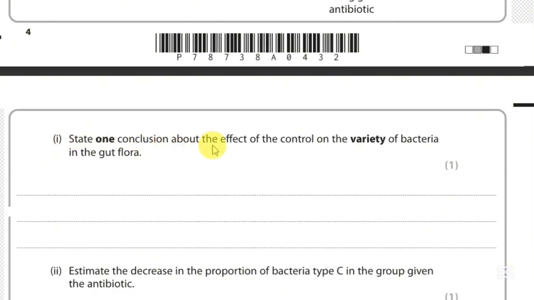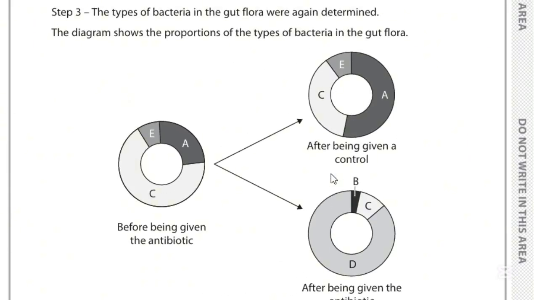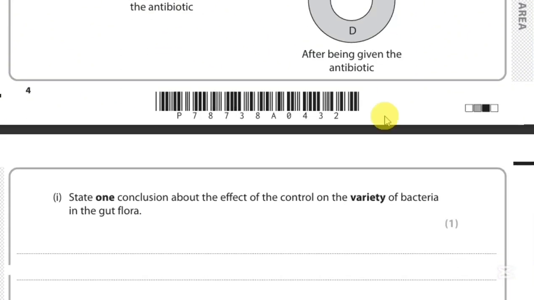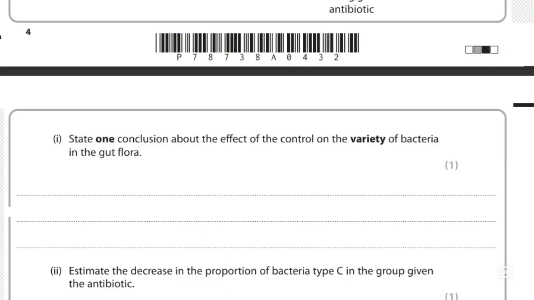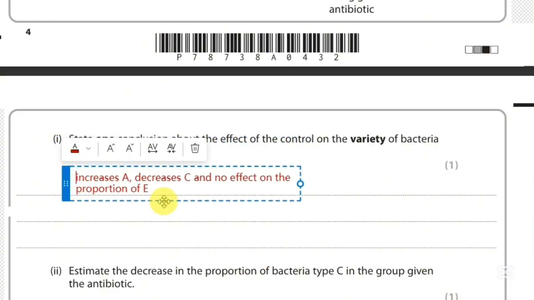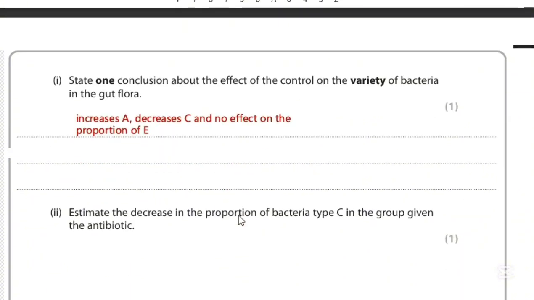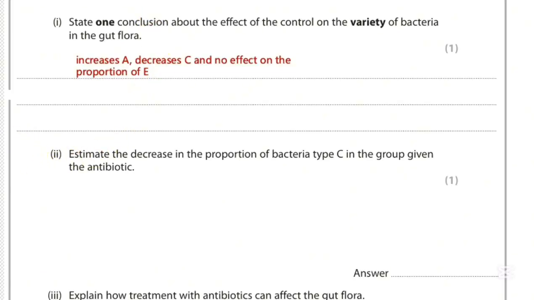State one conclusion about the effect of the control on the variety of bacteria in the gut flora. So we need to give one of our conclusions. What happens after giving a control solution to the bacteria? So we can see through the diagram that the level of C decreased, A increased, and E remained constant. So we can just give that answer. So let's say the answer: increases A, decreases C, and has no effect on the proportion of E. Now let's move on to the next question.